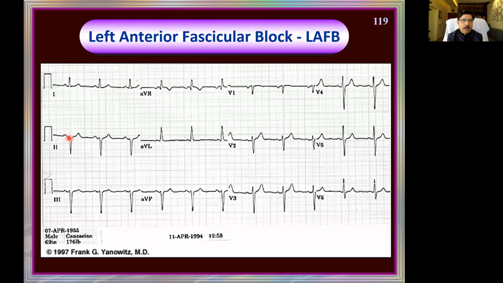This is the small r and deep S in lead 2, 3, aVF. It's not that there is no R wave; this is a simple small little R wave and an RS complex. Okay, this is not a QS complex. QS means there is not even that little bit of R. So RS complexes in these three leads suggest left anterior fascicle.